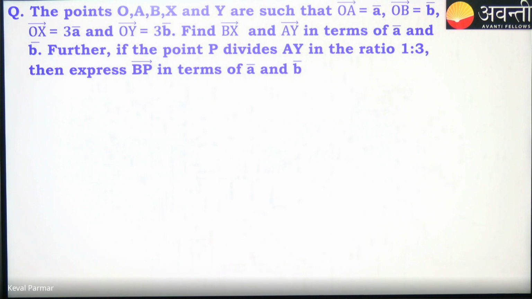Come on. Let me read the question. The question of section formula generally looks very lengthy, but if we try to break it into parts, we'll find that the question is very simple. Done reading?